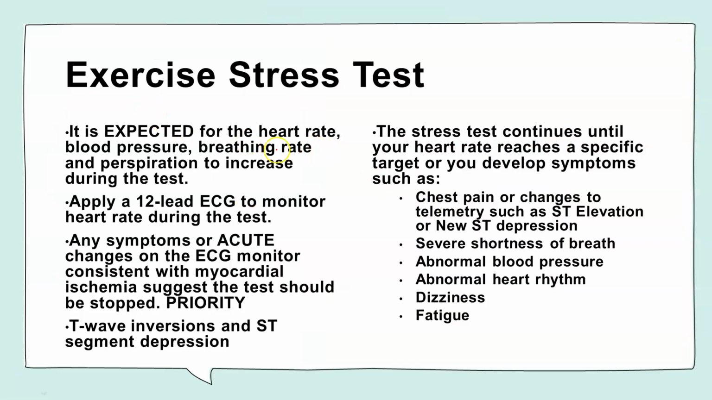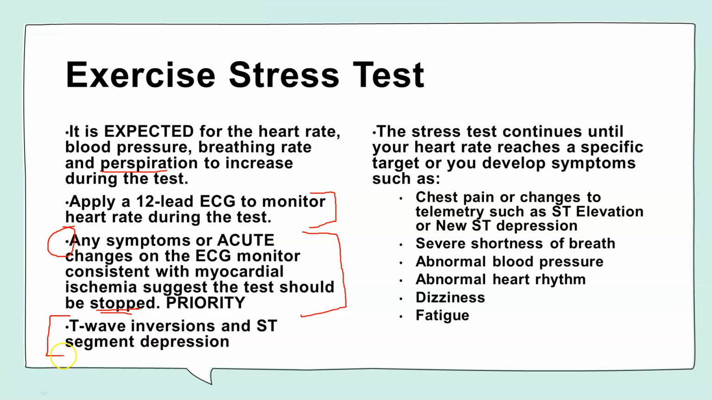So we say it is expected for the heart rate, blood pressure, and breathing rate and perspiration to increase. They need to be on continuous monitoring. We need to be able to say that we're paying real close attention, because any symptoms or acute changes consistent with myocardial ischemia suggest that the test should be stopped. Not shortness of breath, not elevated blood pressure, not dyspnea. It's all going to be based upon what that monitoring of the heart rhythm says.